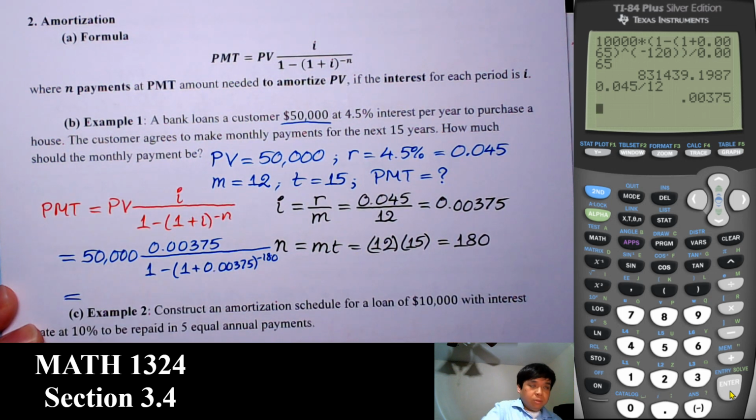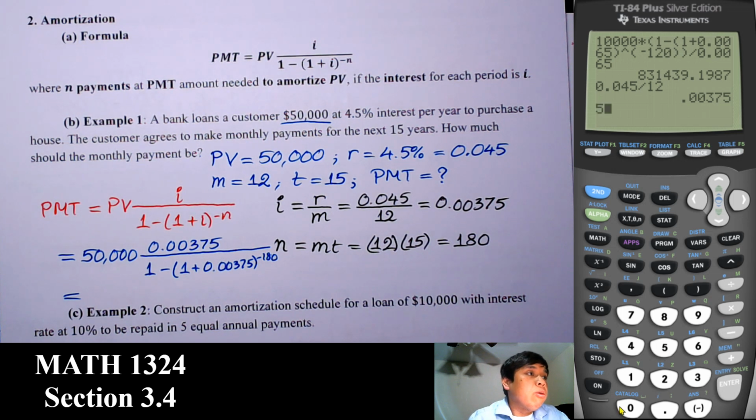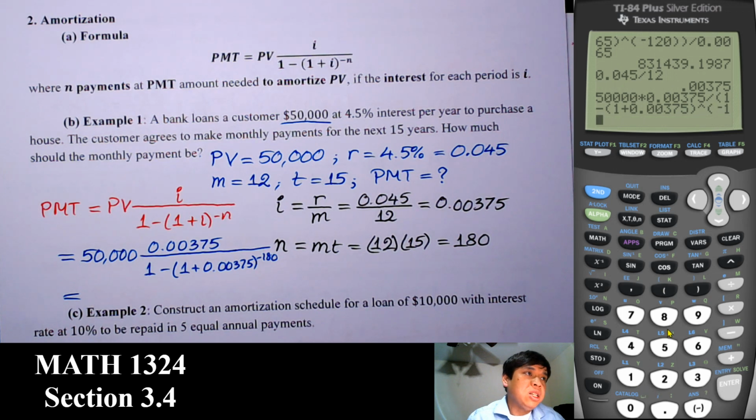Right. So 500,000 times, the top only has one number, so we don't need parentheses for that. The bottom is more than one term, so we need parentheses. 1 minus another parentheses, 1 plus 0.00375 to the power of. We really don't need parentheses here, but to be safe, I'm just going to use them. Close.